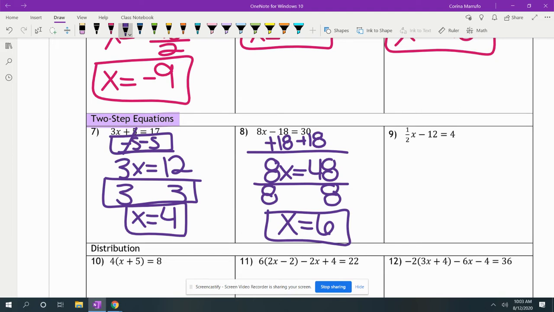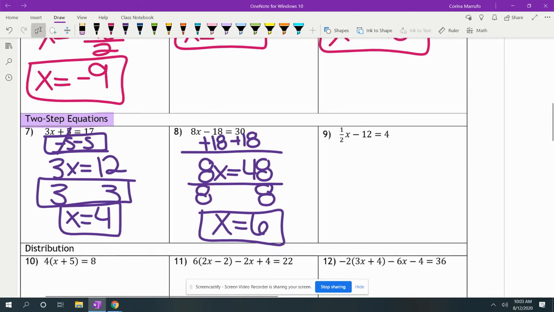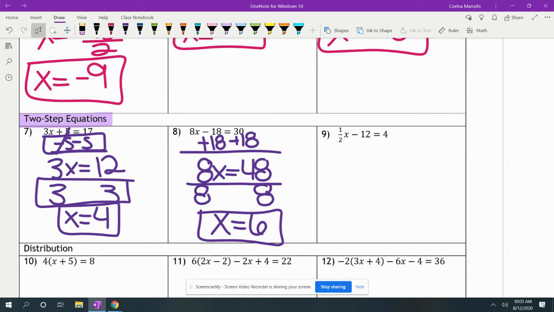All right, the next one, number 9. It says 1/2 x minus 12 equals 4. So in order for us to solve for x, we need to first get rid of this minus 12 by adding 12. What you do to one side of the equal sign, you have to do to the other side. We get 1/2 x equals 4 plus 12, which gives us 16.